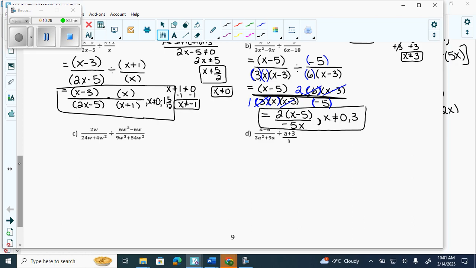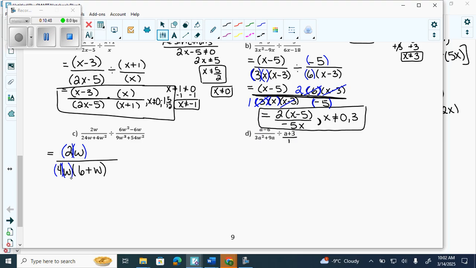What can I do at the top? The numerator on the left. Nothing. That's what I can do with it. So I'm going to write it's 2w, which is a monomial. Boom, boom, boom, boom, boom. The bottom left, the denominator on the left, I can take a 4w out. And I'm left with 6 plus w.